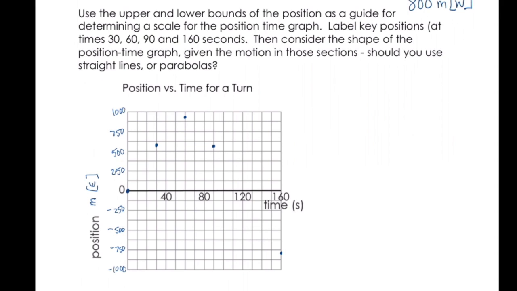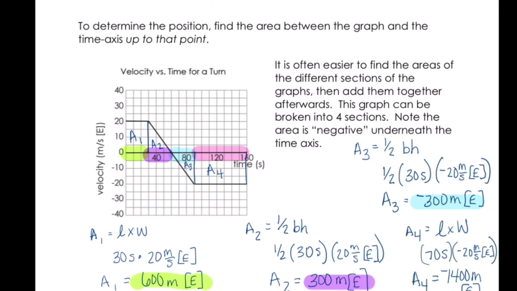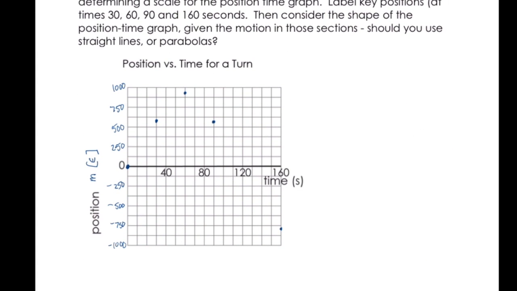Now, when trying to consider the shape of the position versus time graph, we have to look back at the motion so that we see if we need to use straight lines, meaning constant velocity, or a parabola, meaning changing velocities or acceleration. Okay, so between time 0 to 30 seconds, this area right here, velocity was staying constant, right? It was a constant 20 meters per second. And so for that part, we're going to have a straight line.